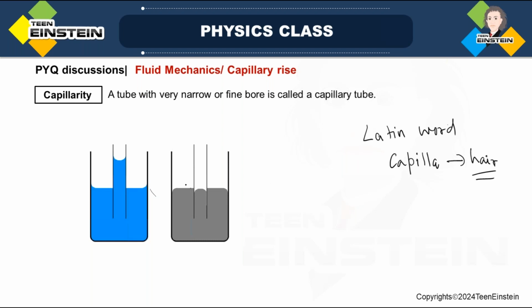You can see that this is the upper level of the water outside the capillary, and see this one. Originally, it should be falling. This is falling, and this is rising. See the level outside, and here the liquid. So this is the rise of liquid.